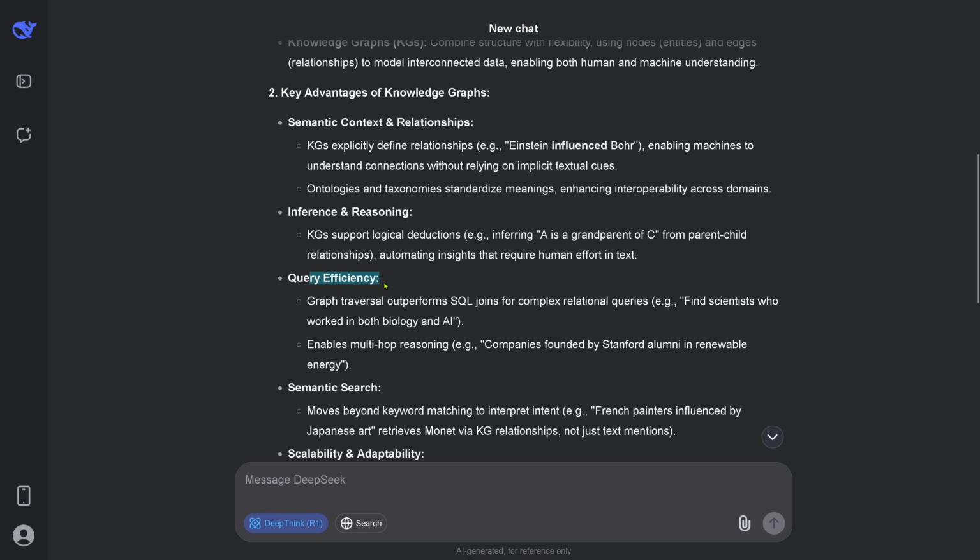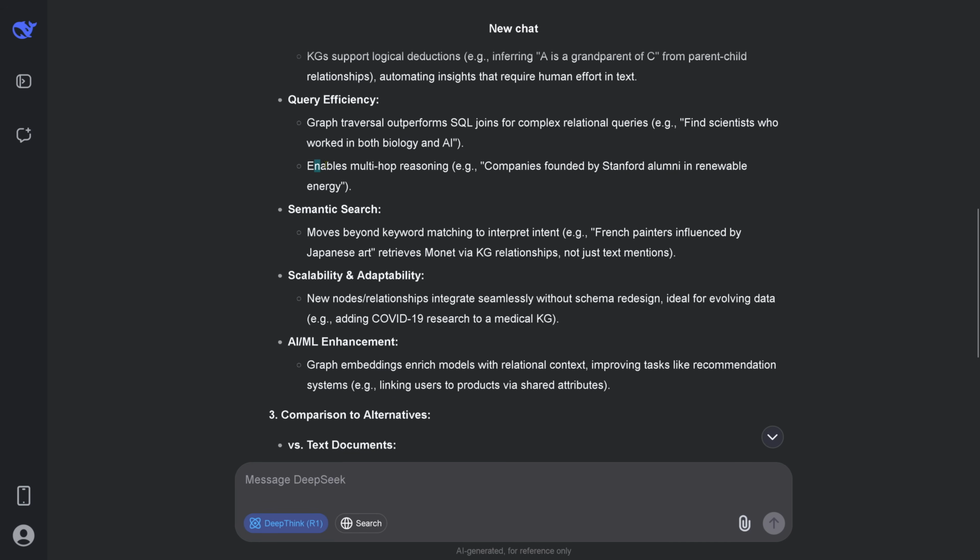The query efficiency. Graph traversal outperforms SQL joins for complex relational queries, like find scientists who work in both biology and AI. And the query efficiency is also noted here. It enables multi-hop reasoning with knowledge graphs. Find companies founded by Stanford alumni in renewable energy. Another benefit is semantic search for knowledge graphs. It moves beyond keyword matching to interpret the intent. French painters influenced by Japanese art retrieves Monet via knowledge graph relationships, not just the text mentions.